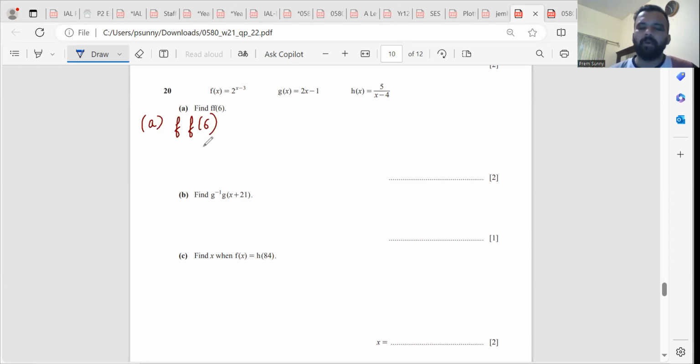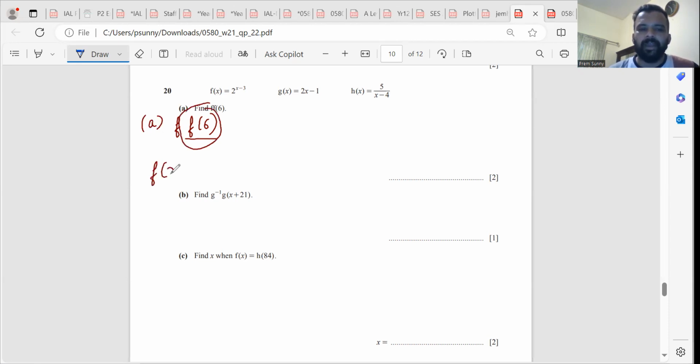This is a combination of functions. We also call it a composite function. So if we have a combination of functions, or a composite function, we always have to start from the rightmost corner. So let's start with what f of 6 is.